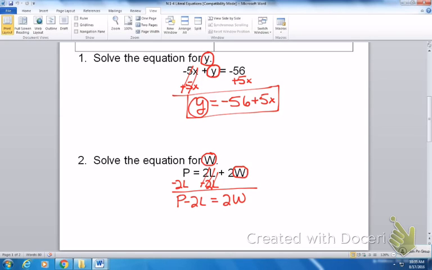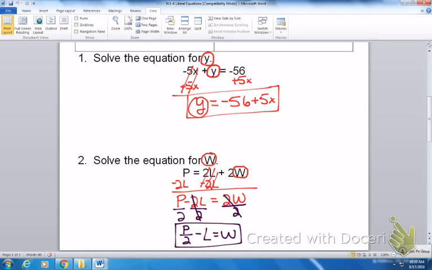Now, I need W all by itself, but it's connected to 2 by multiplication, so we divide both sides by 2. Remember, it's every term by 2. So now that I've divided both sides by 2, I have P divided by 2. But if I look here, I still have minus, but the 2's cancel out, and I'm left with L. And that equals, since the 2's cancel out, W.